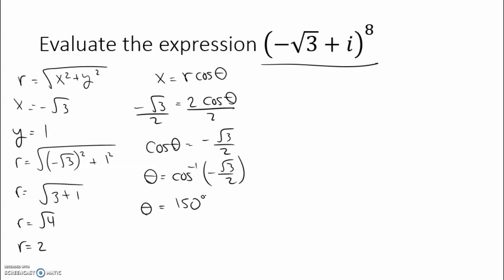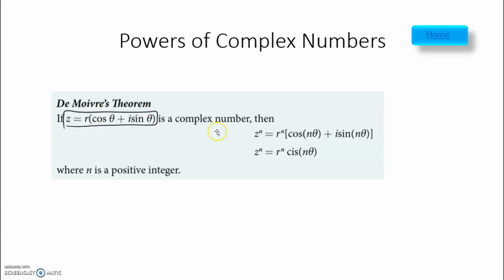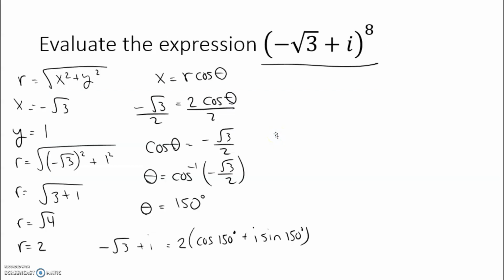Okay, make sure 150 is what you're supposed to have. We have a negative x and a positive y, so we should be in quadrant 2, and 150 is in quadrant 2, so that is the angle that I do need to use. Okay, so this negative square root of 3 plus i is the same thing as writing 2 cosine of 150 plus i sine of 150. Now I can use De Moivre's theorem, which is this right here, because now I'm in polar form.